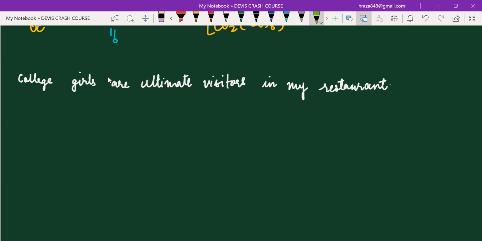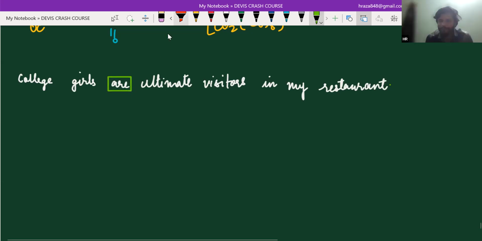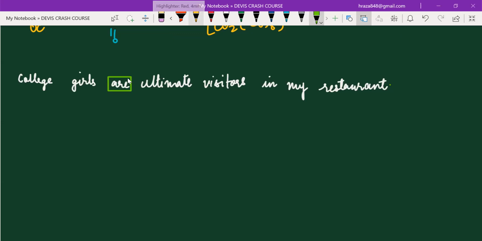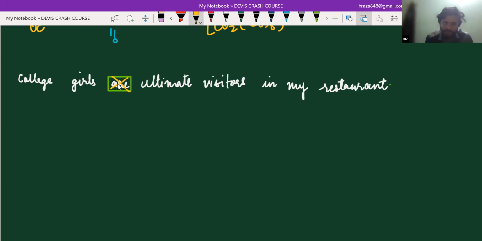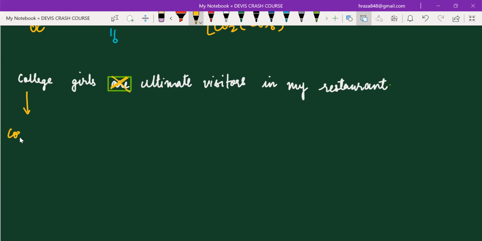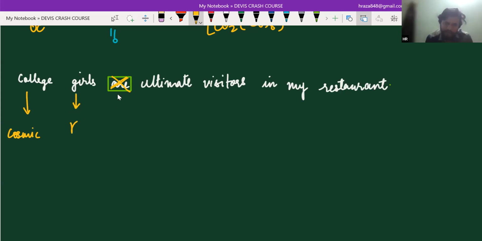What I asked, do you own a restaurant? Yes or no? No. So just cut it because we don't have a restaurant, right? C for cosmic, G for gamma rays. This becomes X because we don't have a restaurant, so it is X rays.